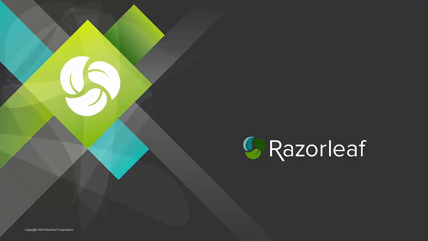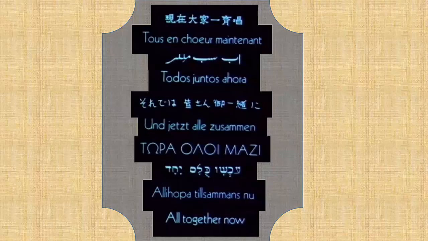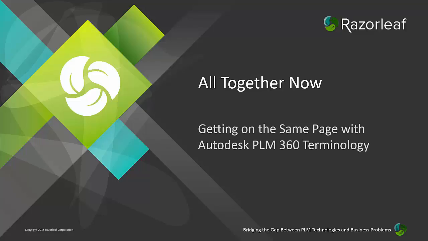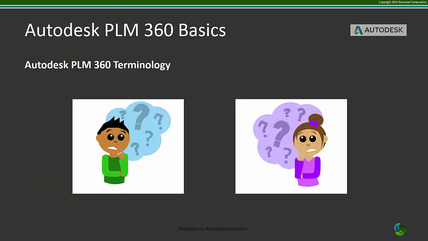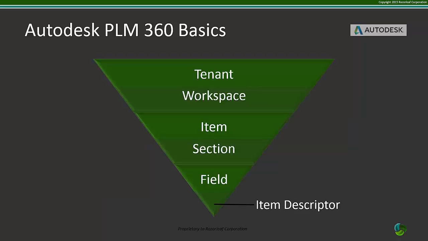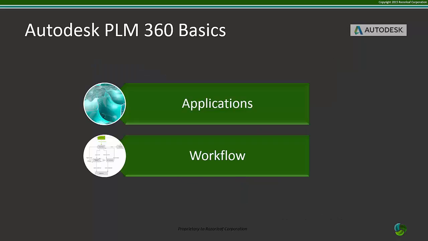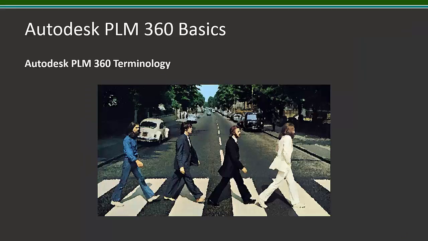As the Beatles remind us, it is good to approach our PLM projects all together now. At the start of 2016, let's get on the same page with the terminology used in Autodesk PLM 360. Some companies even request training because as basic a thing as what all the elements of Autodesk PLM 360 are called and what they do is not well understood. In the next couple of minutes, we'll step through these elements that make up the basic structure of Autodesk PLM 360 and provide an example and explanation of each. We'll also touch on the meaning of applications in this context and a bit about workflow concepts. Hopefully, this will help all your users step out together.